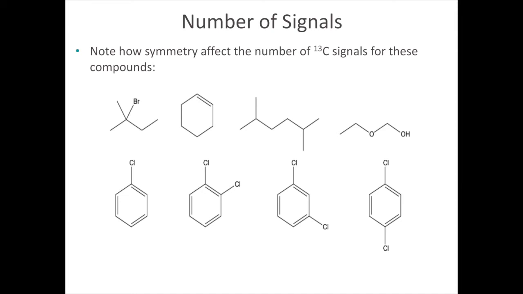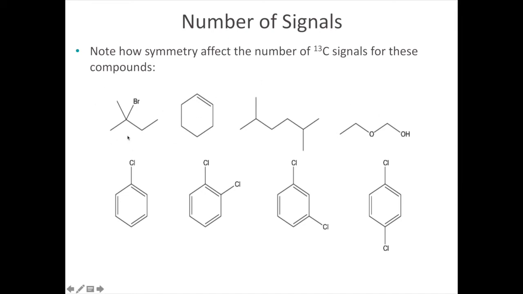So we need to be able to first see when 2, 3, or more carbons are equivalent to another. And this is all based on symmetry, whether you have a mirror symmetry or a rotational symmetry. Okay, so let's take a look at some of these examples.